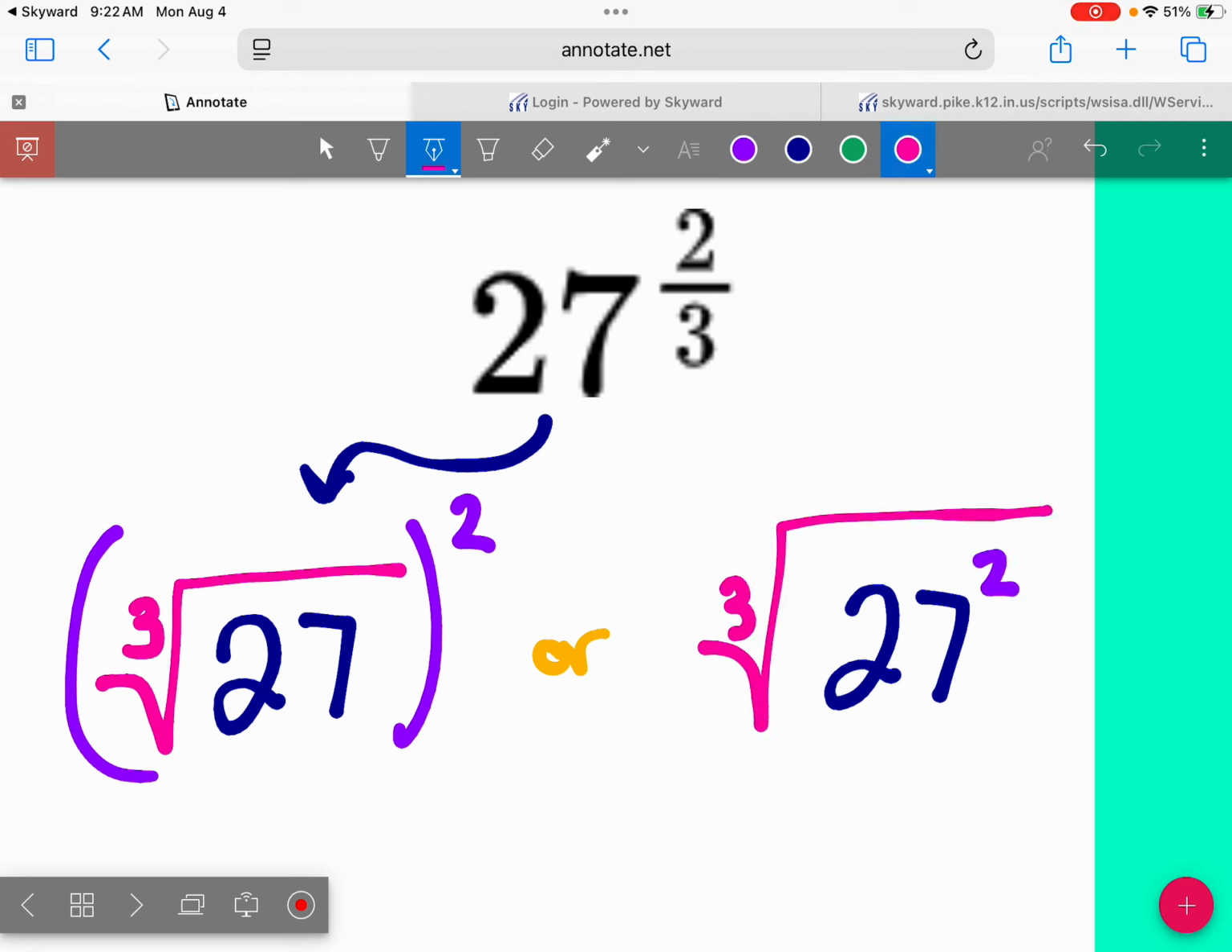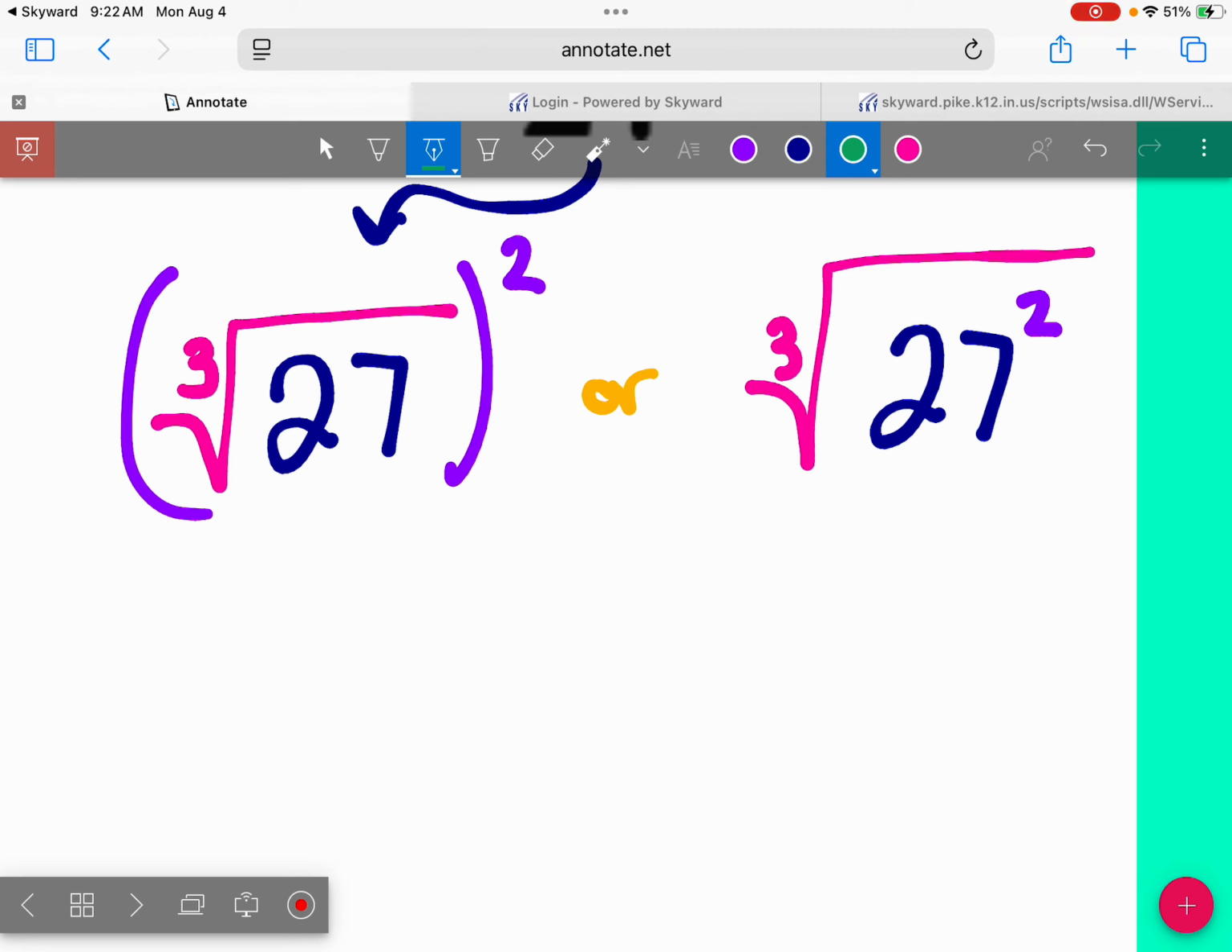It doesn't matter which way we go, but I know sure as heck I do not know what 27 squared is off the top of my head. I mean, yeah, we could probably figure it out, but do we know the cube root of 27? Yeah, that's going to be easier. I was going to say, if you know it or if you want to do it that way, valid. Go for it. It'll get you the same answer because then you got to cube root it.